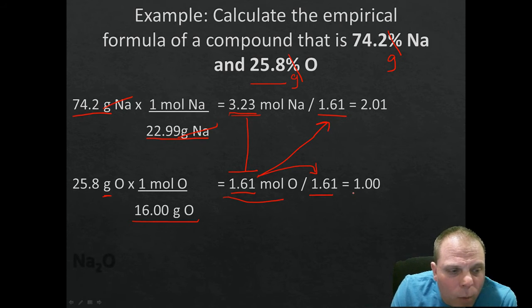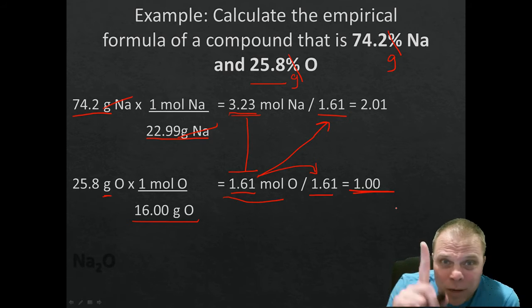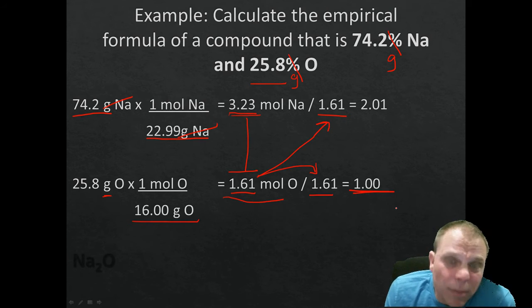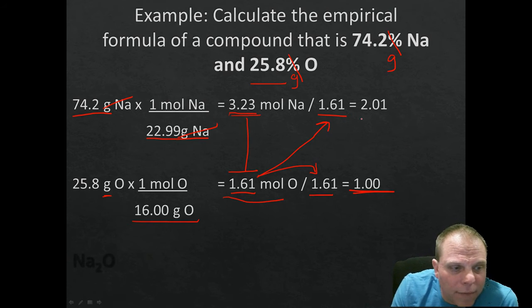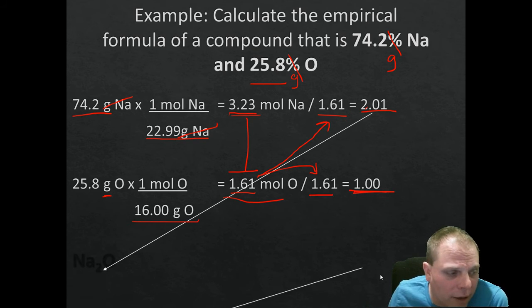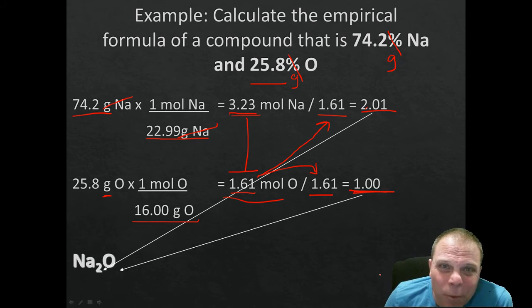Now, again, why are we doing that? Remember, I said that the reason we're doing this is so that we can get one of these values to tell us what 1 mole is, and then everything else is going to be a whole number from there. Well, look at that. That's exactly what happened here. We ended up with a 2.01 and a 1. And so what we do is we take those values and we apply those values to the formula, and we make a formula out of it.